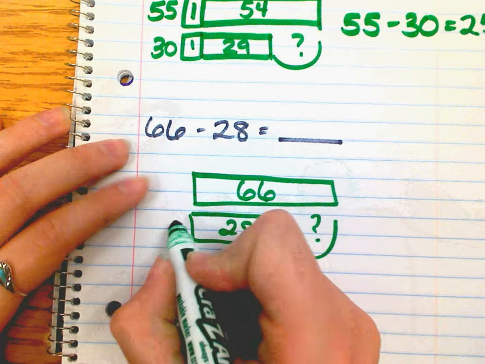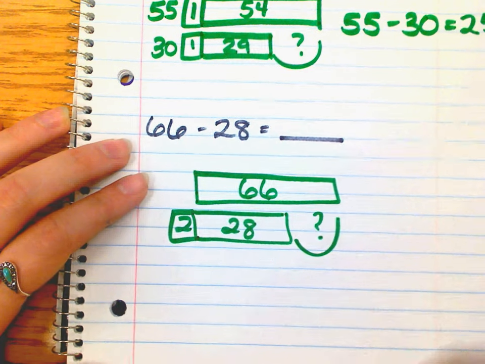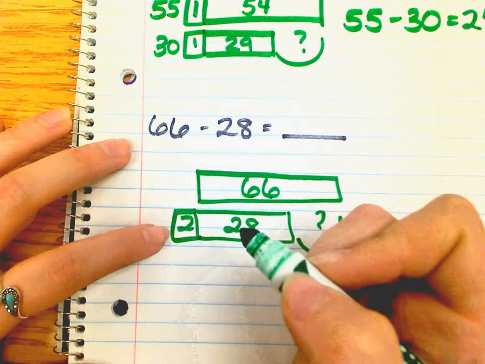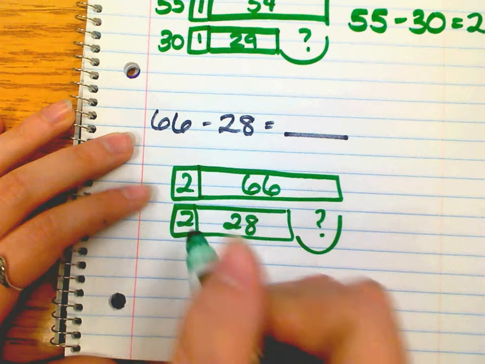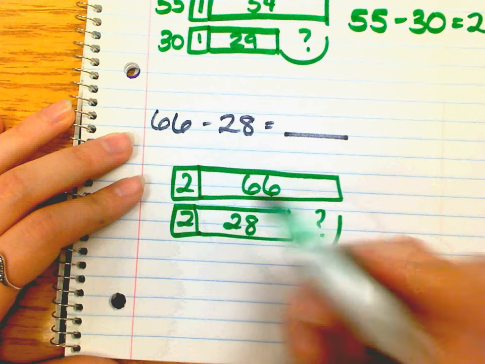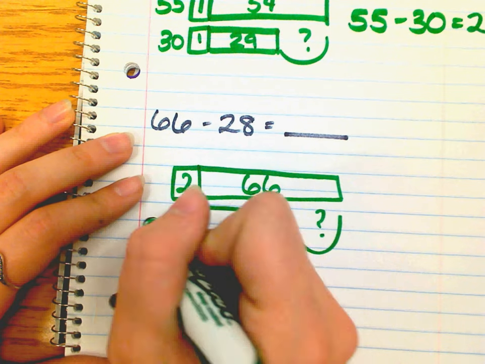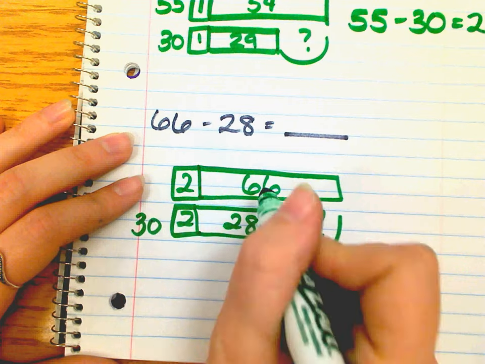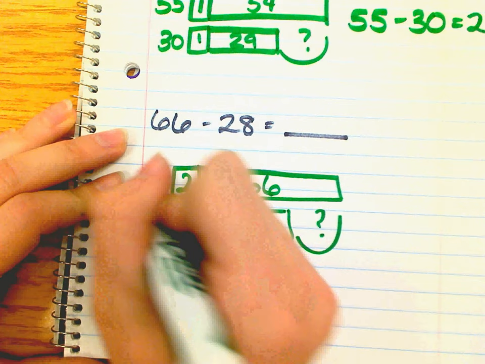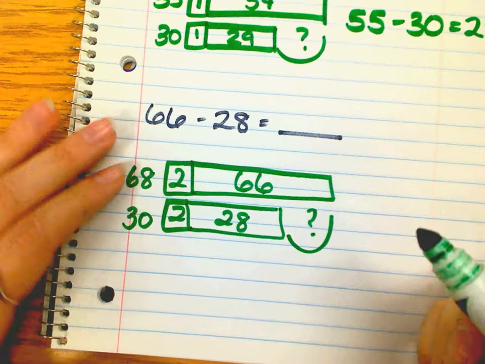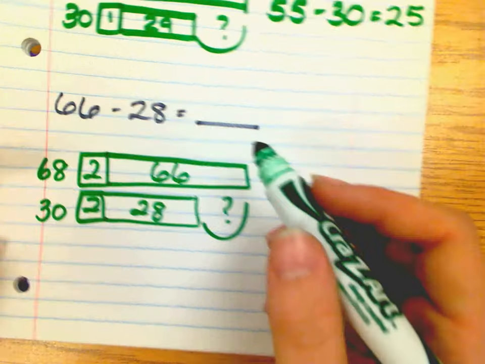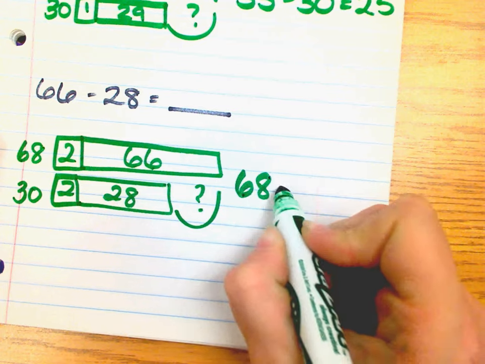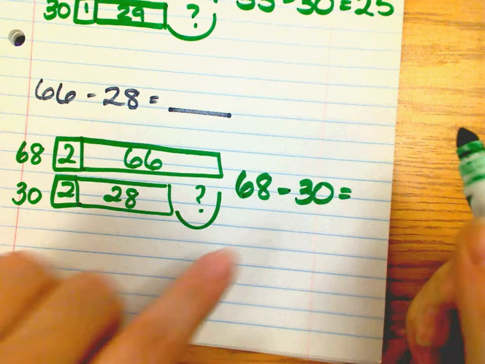So we want to make it an easier problem. I know 28 only needs 2 more to make a multiple of 10. So if I add 2 to this number, I need to add 2 to the other number. 28 plus 2 equals 30. 66 plus 2 equals 68. Now instead of 66 minus 28, we have an easier problem. We have 68 minus 30.